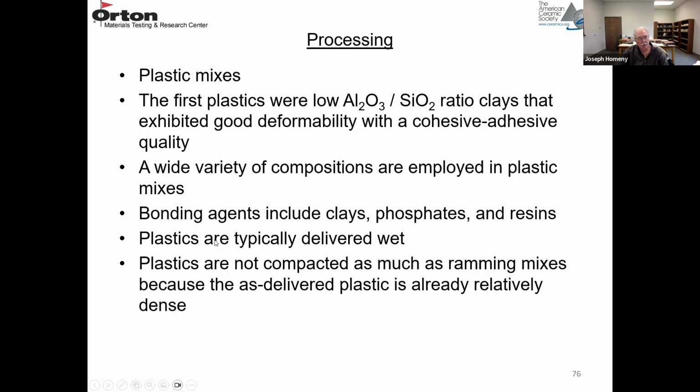These are pretty much delivered in the wet stage. They're in the form of dense compacts. They're usually on the order of a cubic foot. So they're not compacted as much as ramming mixes, but they're delivered ready to use in a dense plastic state.